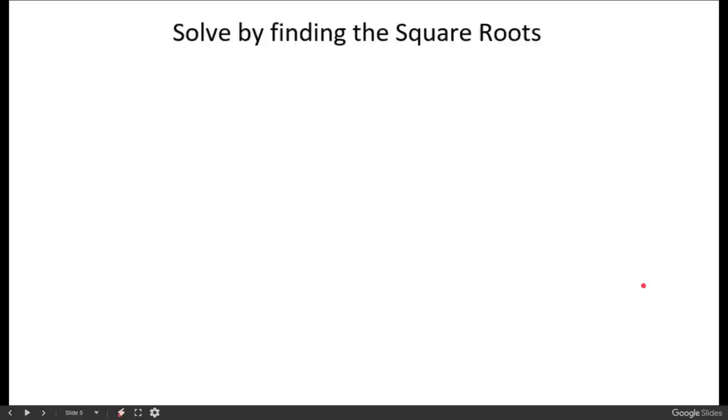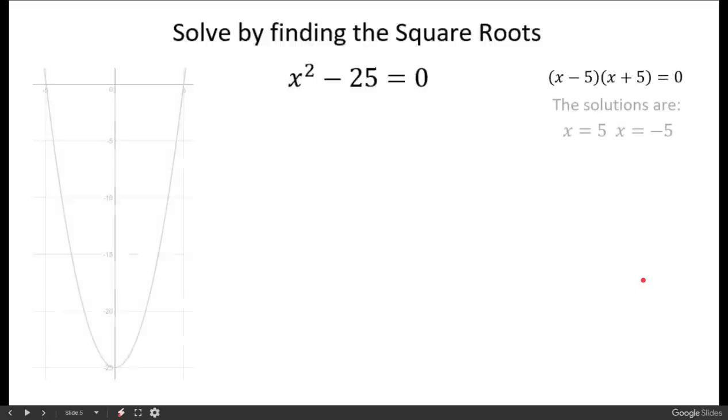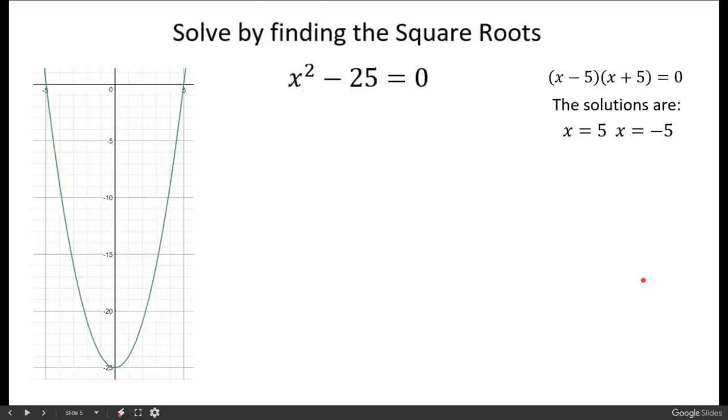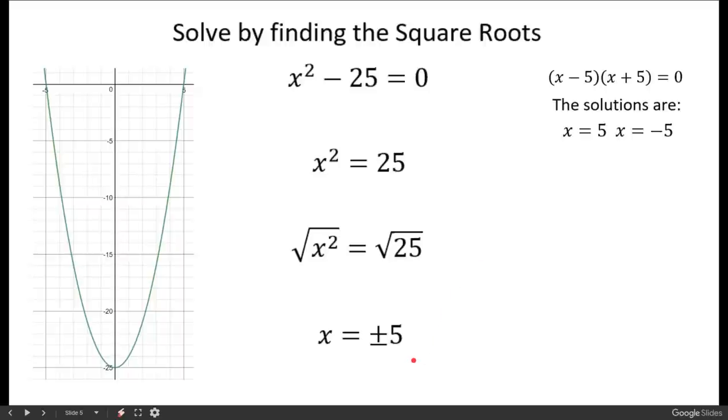Now, we can also use another method called solving by finding the square roots. So if you look at this quadratic, you may notice that this is the difference of two squares. And if we solve that, we're going to get 5 and -5. Another way you could approach it is since we have a perfect square here, we could move the 25 to the other side, then take the square root of both sides. And when we do that, we're going to end up with x equals plus or minus 5. So it's just another approach that you can use when you notice that you have perfect squares.